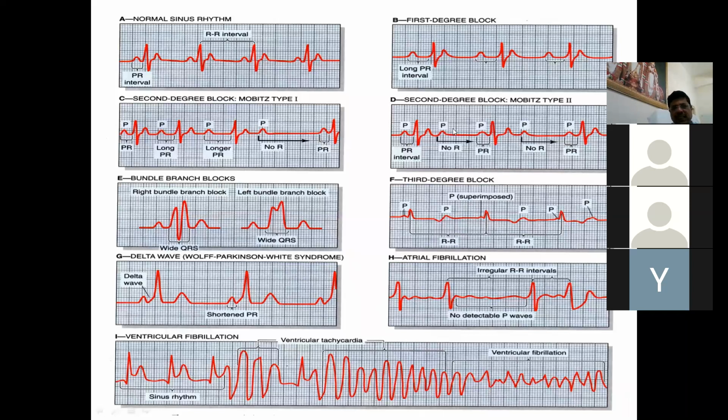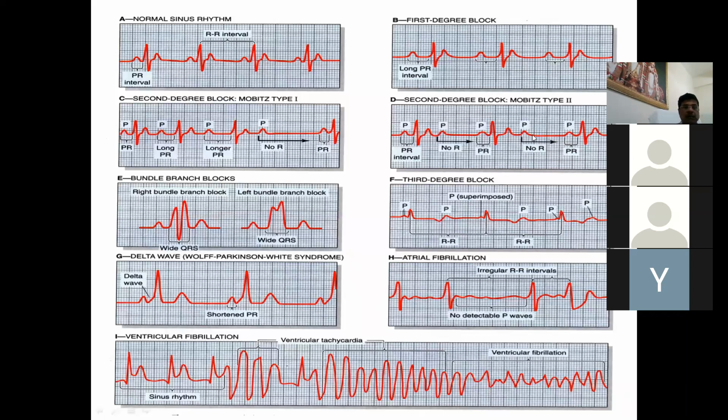So going on to the second degree heart block or Mobitz type 2 heart block. In Mobitz type 2 heart block, all the P waves are not followed by a QRS complex. Means all the P waves are not conducted to the ventricles. So here you can see in this one, there are two P waves. Only the first one is followed by a QRS complex. The second one, there is no QRS complex. Then again you go next, you'll see a P wave, there is a QRS complex, and for the next P wave, there is no QRS complex. So every second P wave, there is no QRS complex.